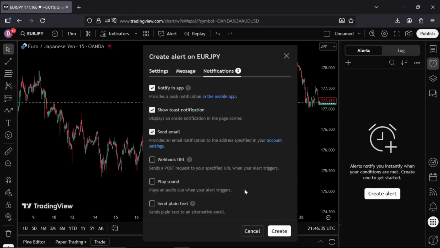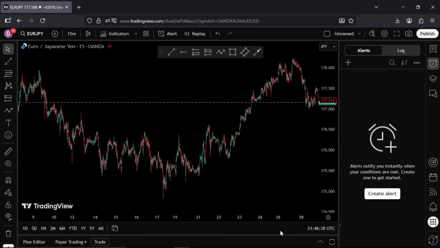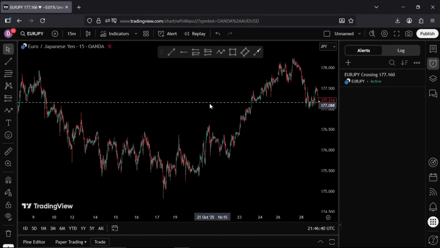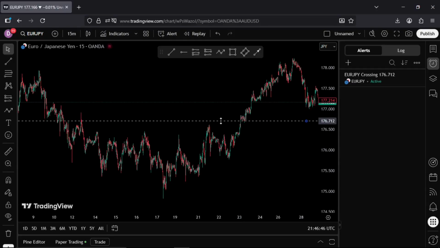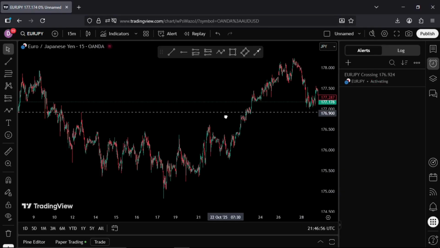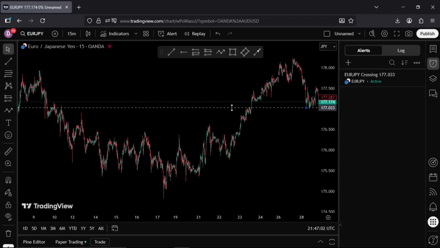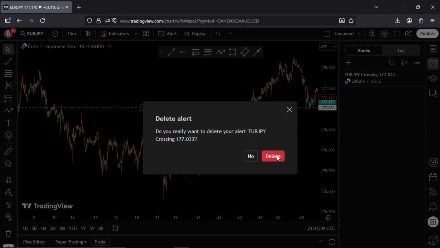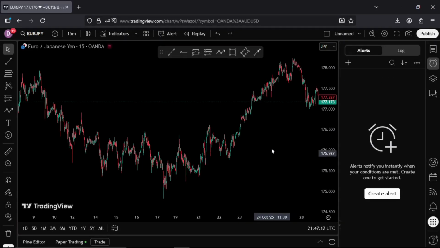So if I'm done making the settings, I can just go ahead and click create, and it will create the alert. Remember the option where you can input the value of price? I can skip that because I can just hold and drag it to the point of price that I want. Keep dragging it to the point where I want my alert to be placed on the chart. And if you want to delete that, you just click right here. This will delete the alert.